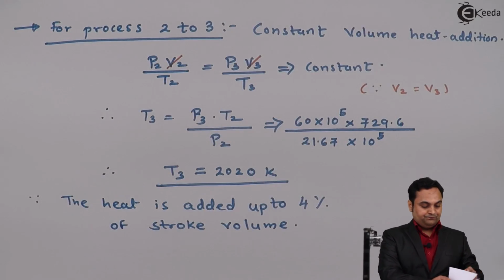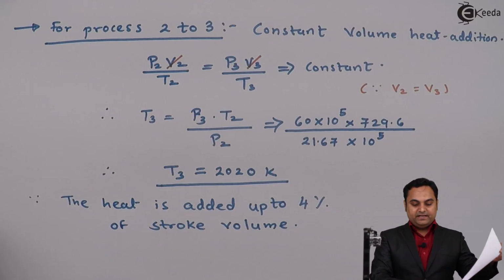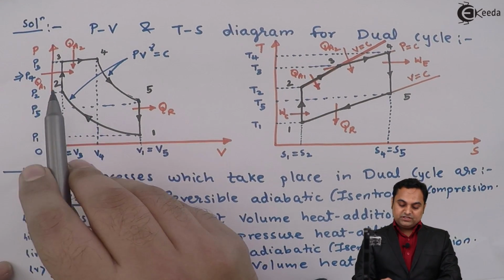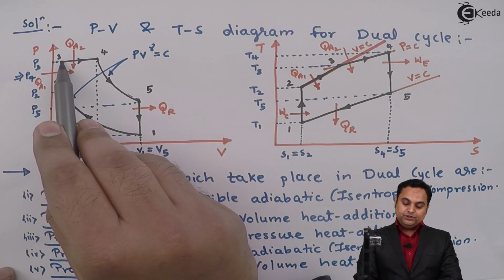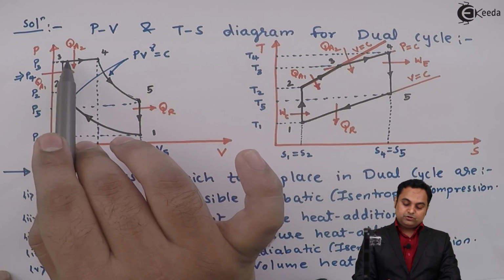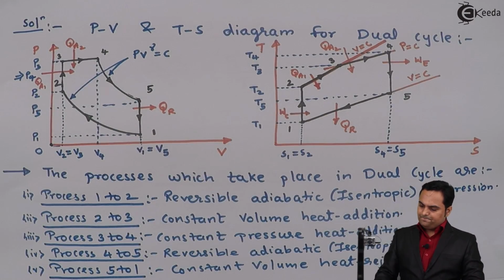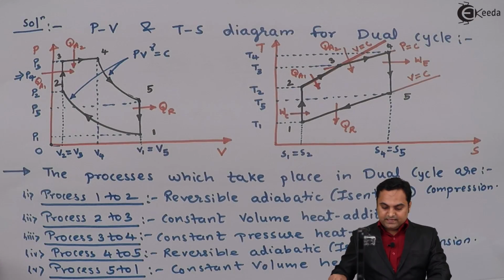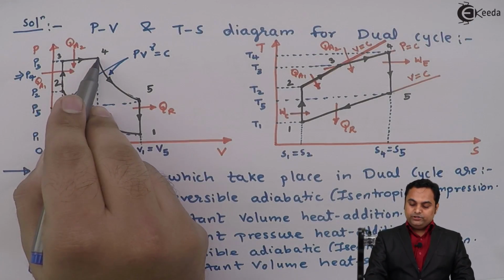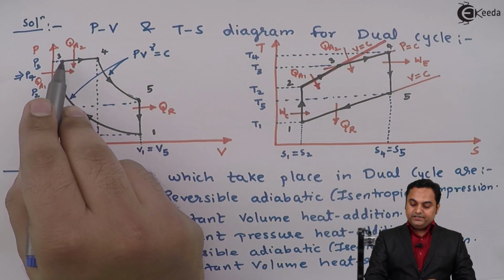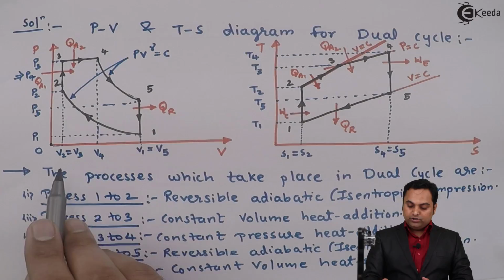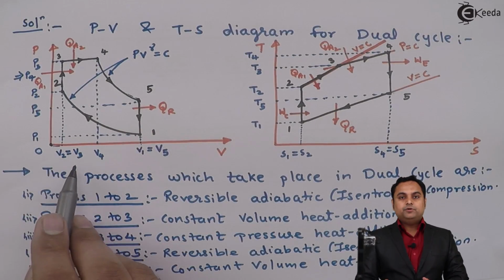So if we see the PV diagram, on this diagram the heat addition starts at point 2 up to point 3, it is constant volume heat addition. Then from point 3 to point 4 it is constant pressure heat addition. So now here, as I have explained, the heat addition starts at point 2 and ends at point 4, but we can take the heat addition as from V3 up to V4, because V2, the volume at point number 2, is equal to volume at point number 3.